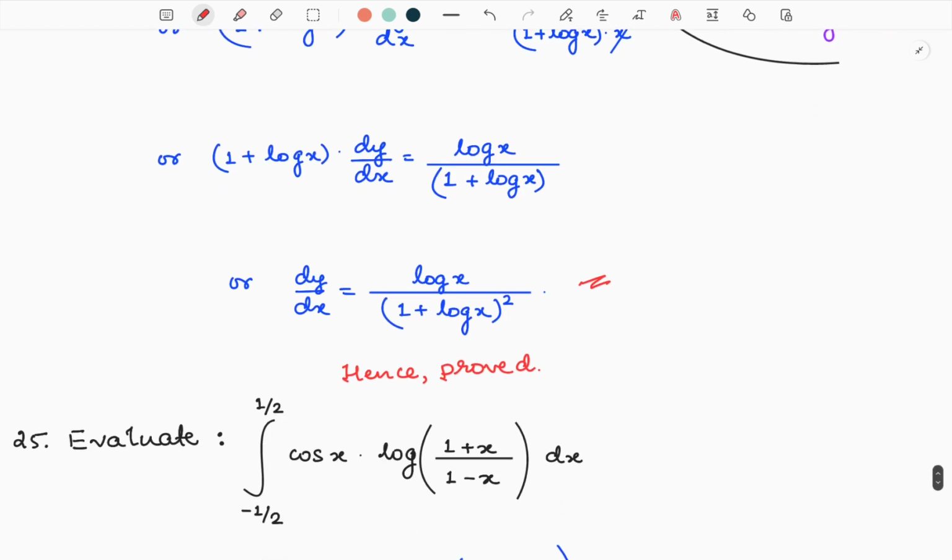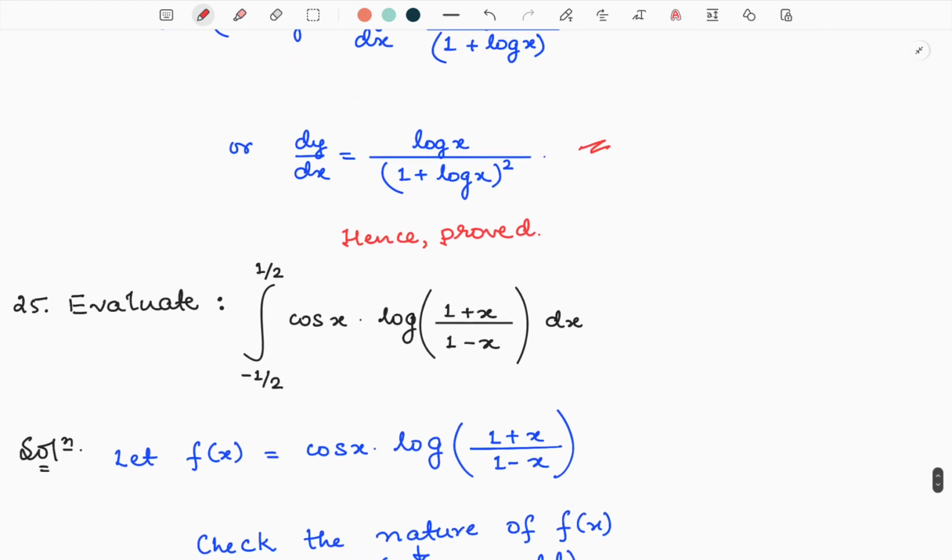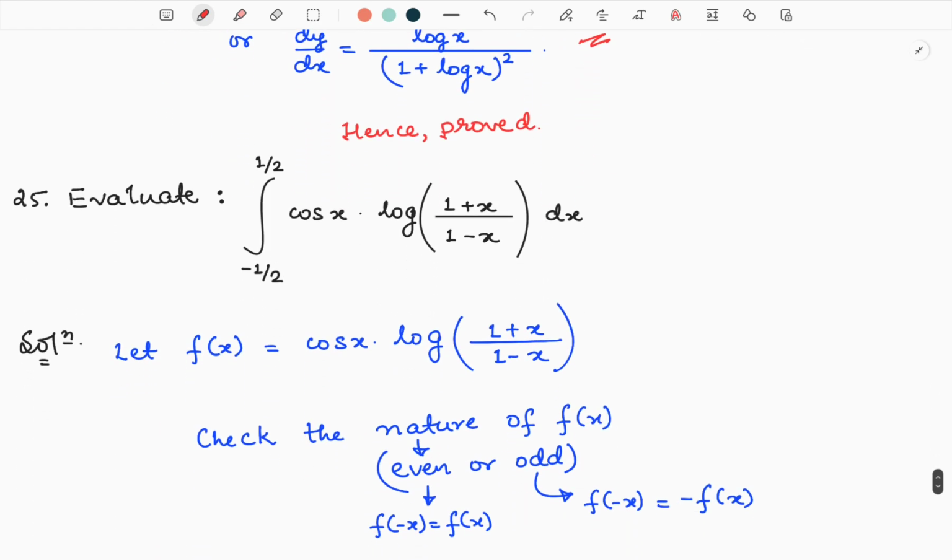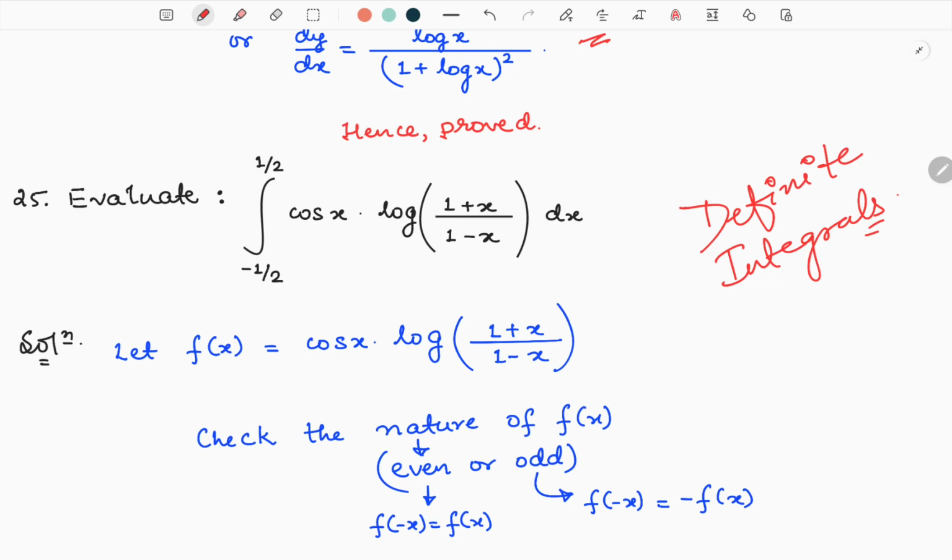Okay. Now come to the last question of section B, that is question number 25, and this question is asked from the topic of integral, and that too in the subpart definite integrals. So we are asked to find the integration of cos x into log of (1 plus x) upon (1 minus x) dx with lower limit minus half and upper limit plus half.